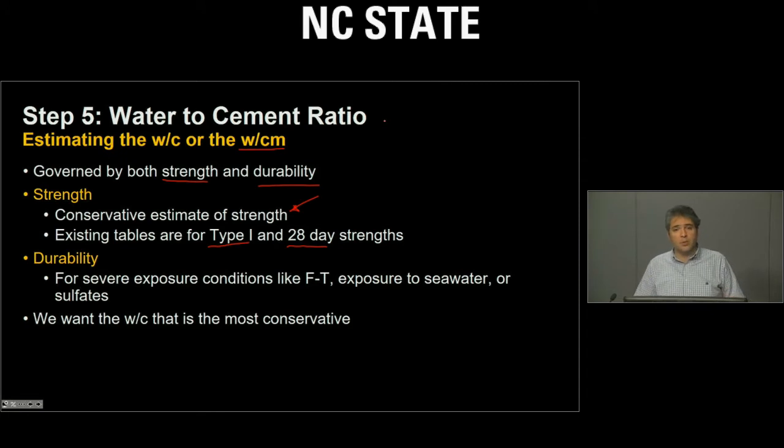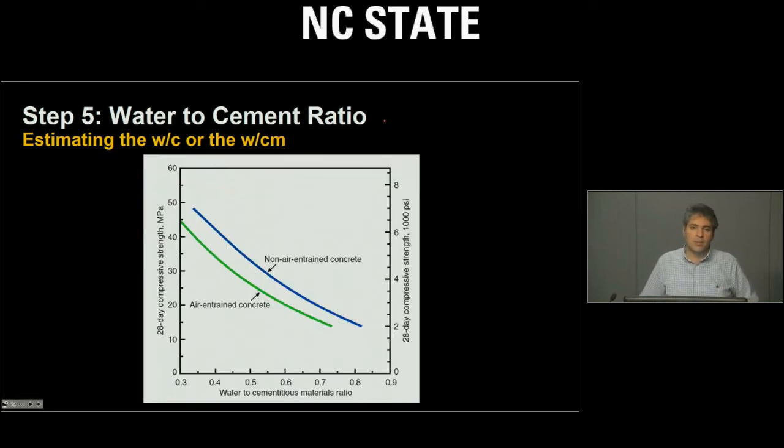So we want to make sure the water cement ratio that we select meets both strength and durability, and we want the most conservative. If the durability says that we need a lower water cement ratio, we have to select that water cement ratio. If the strength says that we need a lower water cement ratio, we have to use the lower water cement ratio. Basically, we want to have the most conservative estimate of the water to cement ratio.